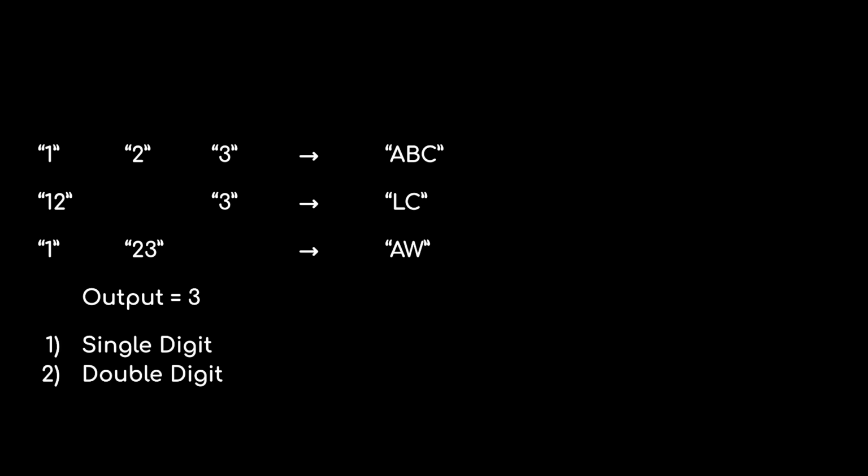So at each step, we have to take care of two things. Either we have to take a single digit or a double digit. And the double digit has to be less than or equal to 26.